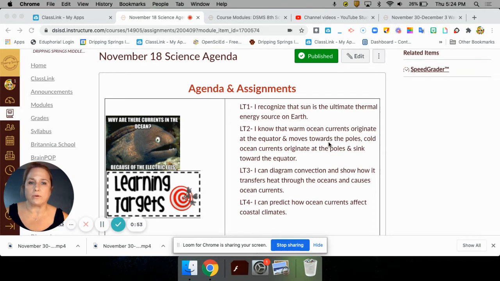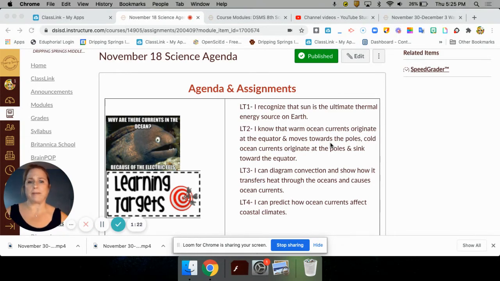We learned that the sun is the energy source that drives everything that happens on Earth, whether it's convection in the water or convection in the atmosphere. The sun provides the radiant energy for photosynthesis for plants, which are the foundation of the food chain and keep the oxygen cycle going. So the sun is kind of the jam. We wouldn't be here without it. It is the ultimate thermal energy source on Earth.